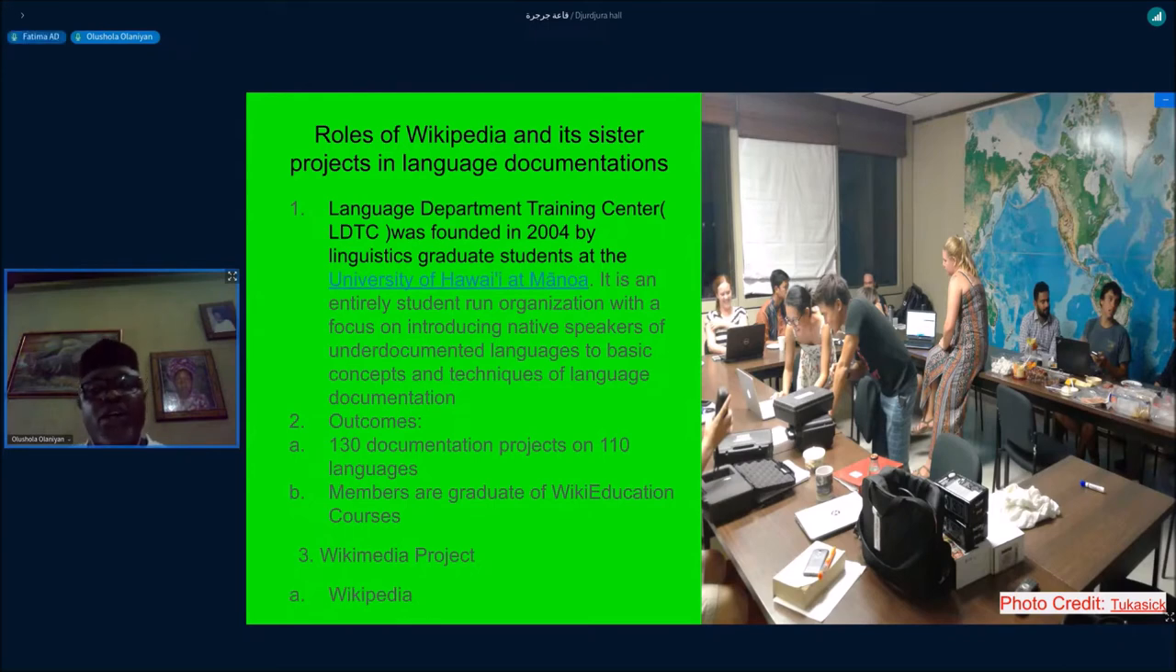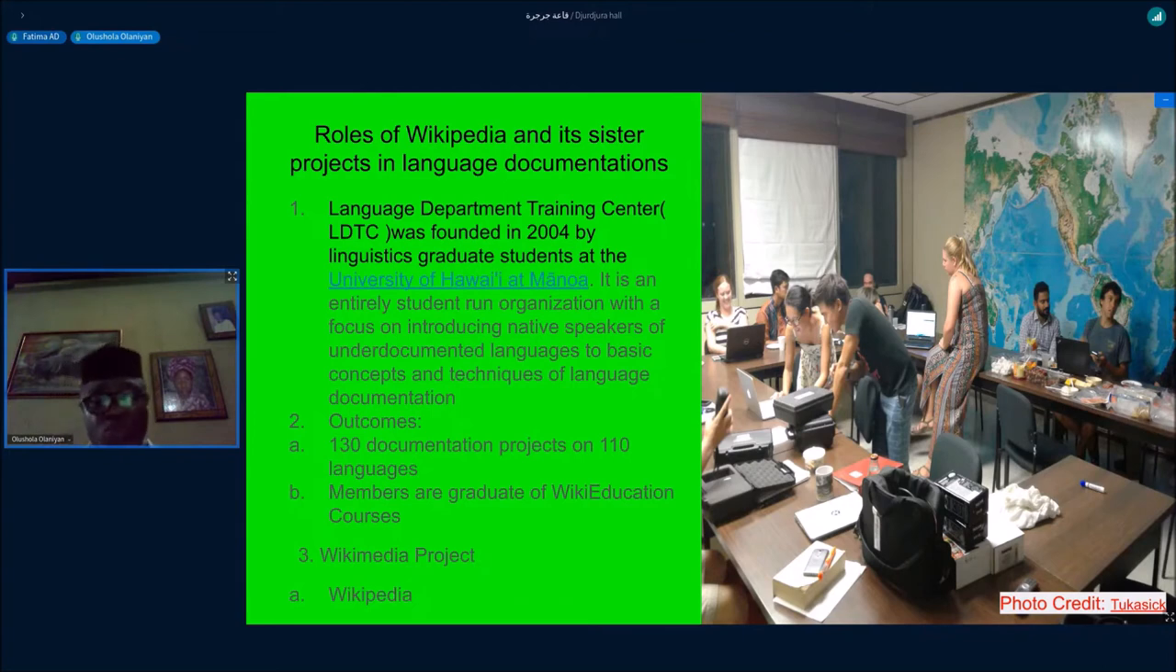Now I'm going to show us some of the major works that have been done by Wikimedians through their projects to preserve language on Wikipedia. My first point of call is the Language Documentation Training Center, LDTC, a program that was founded in 2004 by linguist graduate students at the University of Hawaii at Manoa. The program focused on bringing together language experts and language graduates from this university.